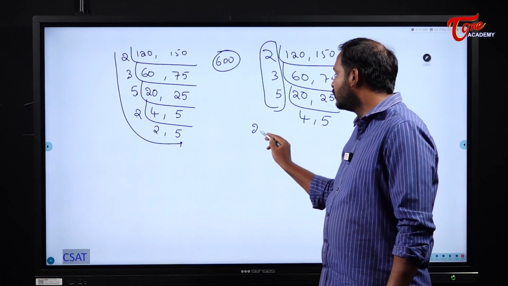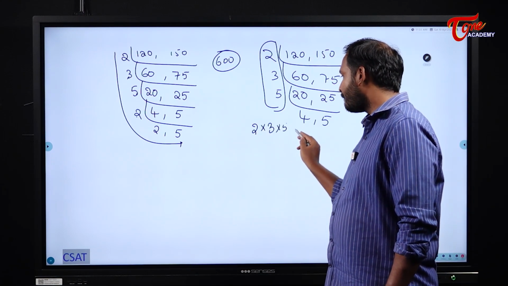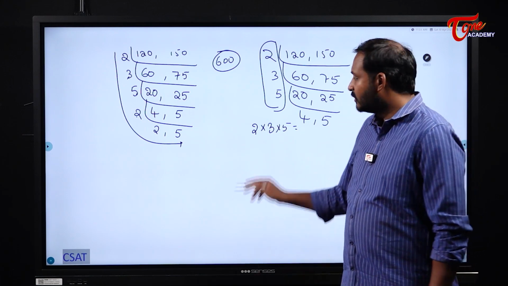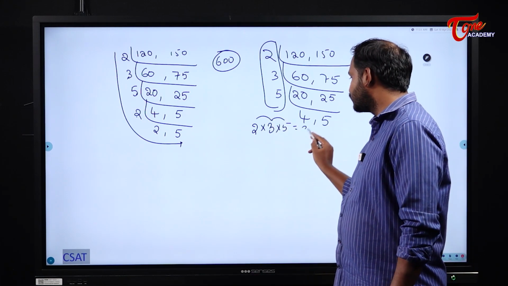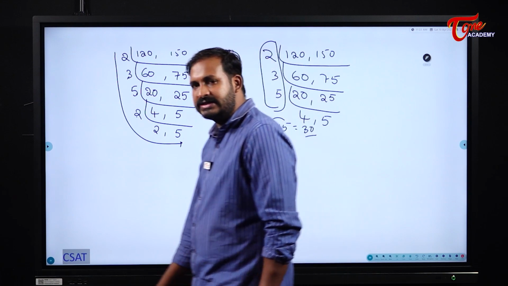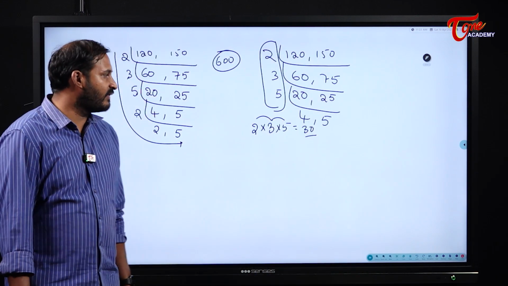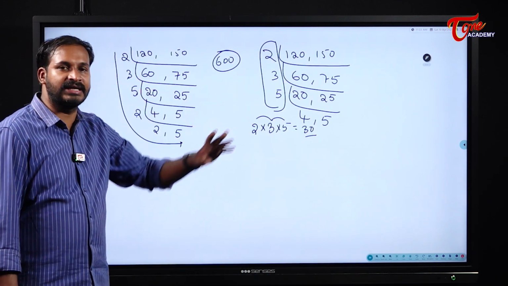So 2 into 3 into 5. 2 3s are 6, 6 5s are 30. So the HCF of 120 and 150 is 30 here.